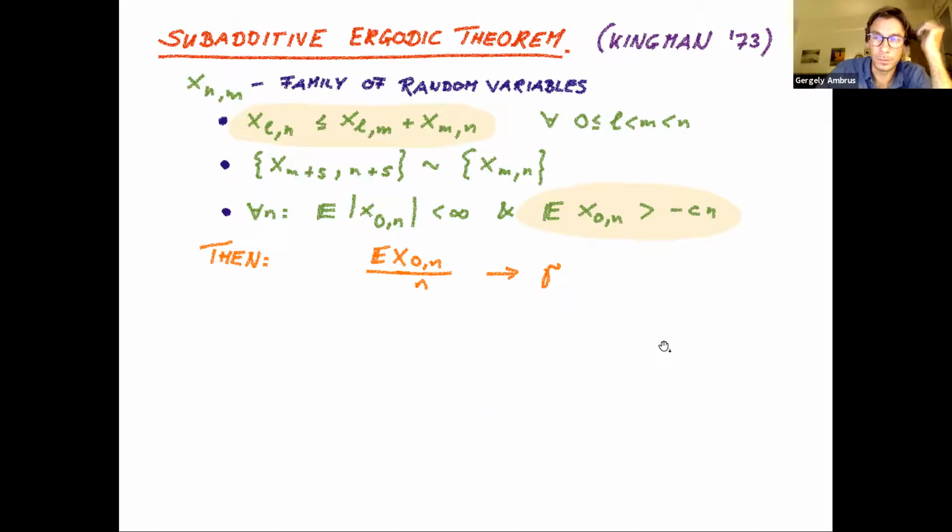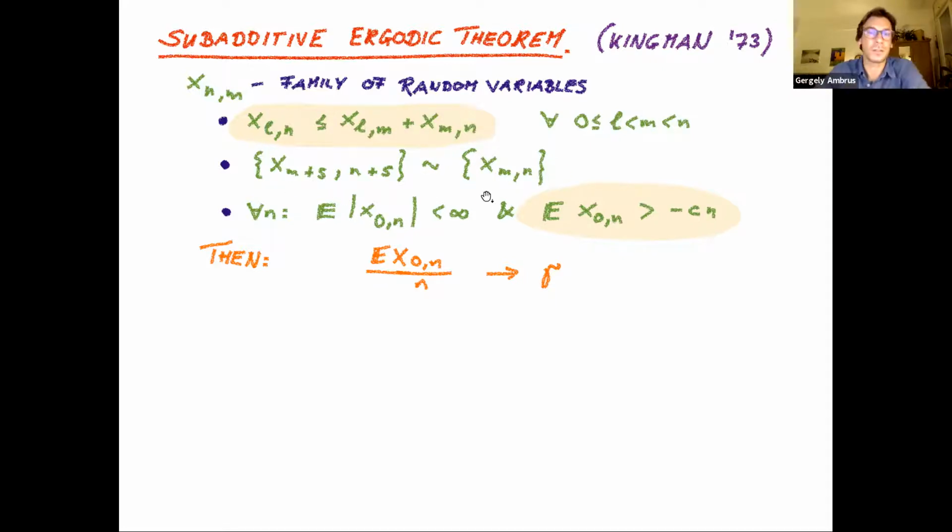So there are a lot of technical details, but the core of the proof is the subadditive ergodic theorem, which states the following: we are given a family of random variables indexed by two natural numbers, n and m, and they satisfy the following properties. The first property is crucial, and it is subadditivity. It's sort of a triangle inequality. If we have three indices L, M, and N in this order, then X_LN is at most as large as X_LM plus X_MN.